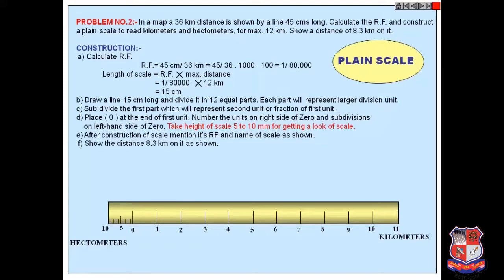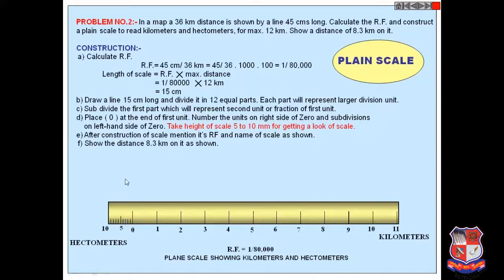Now you have to draw 8.3 kilometer. So here 8 kilometer. Okay, so one line from 8 kilometer. Then you have to draw 3 from here, so 0 1 2 3.